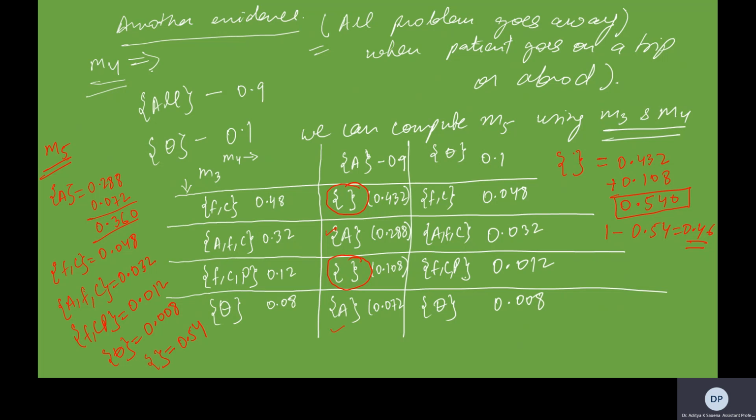We will write here. For A, what values are we having? 0.360. So we will divide 0.36 by 0.46. So it will be 0.78. Now we will do the same thing for the other values, that is for FC, AFC, FCP.